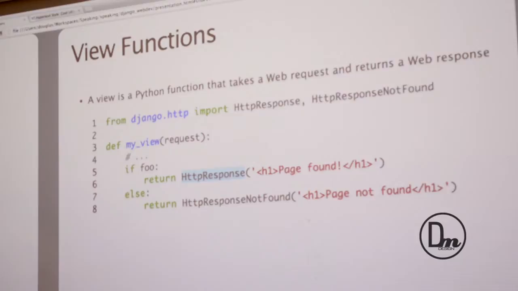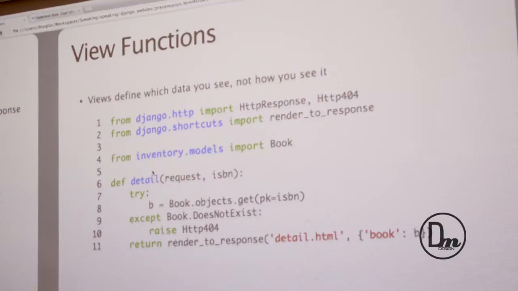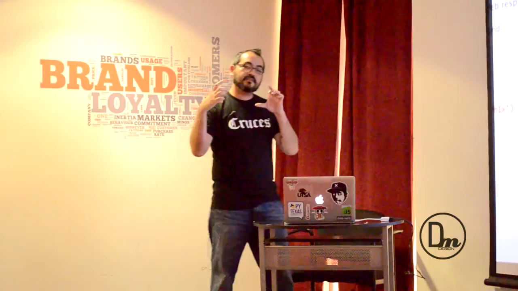And so you can look at something like this here. This is another view function. This is one that actually takes an additional argument. If we match this back to the URLs I was talking about, this is a view that matches that URL that was capturing the integer ISBN from the book, right? And it's passing that in as this ISBN.